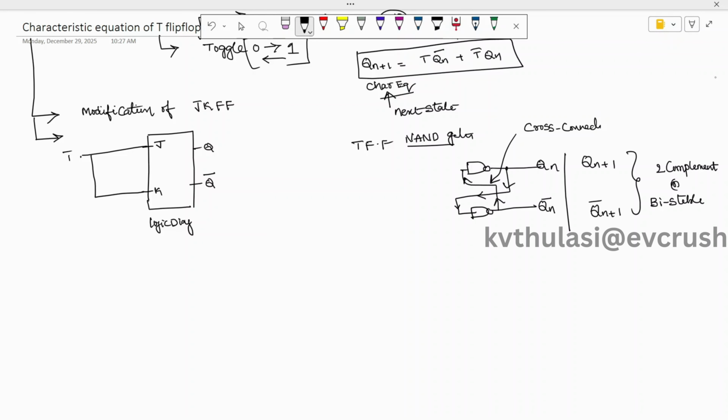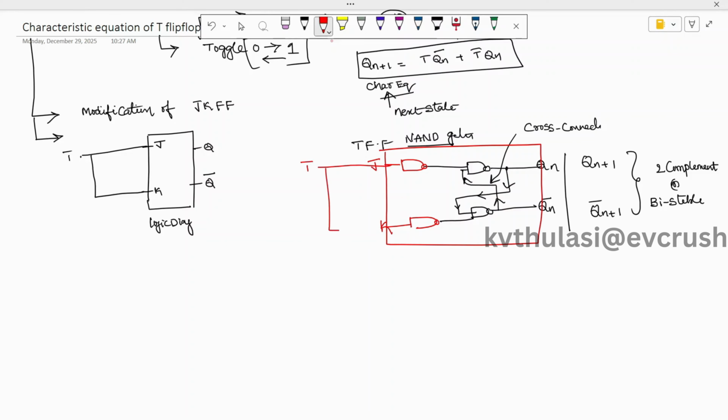Since it is a NAND gate, we have to give one more input here, and now we have to connect one more NAND gate here. Then these two inputs are given to the J as well as the K. This is the original JK flip-flop, and to this we connect an input T, and the same input is also connected to K. Then this modified JK flip-flop will act as a toggle flip-flop.